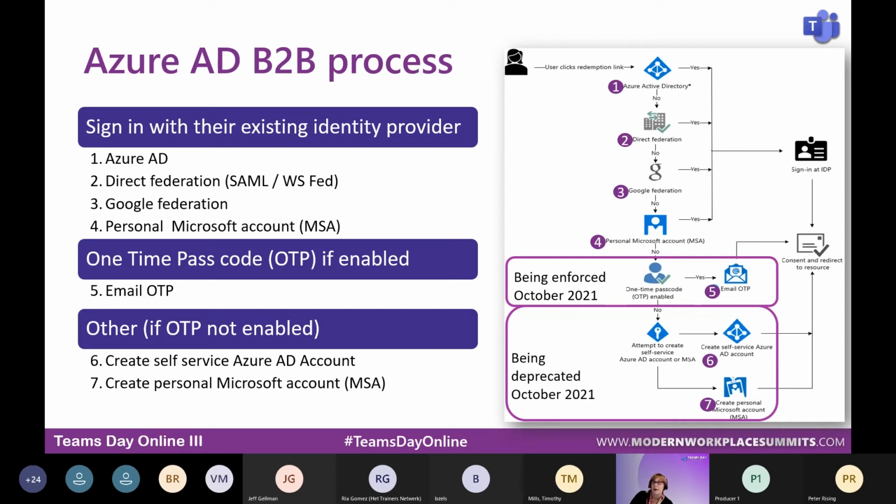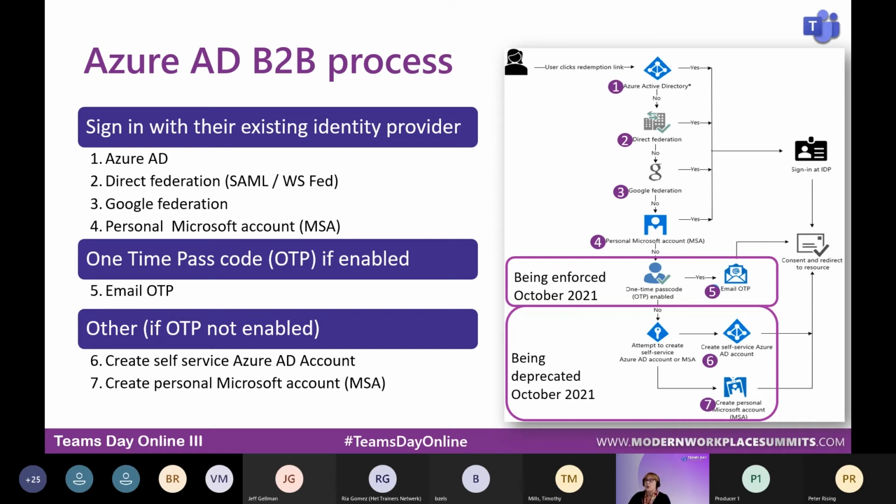Now, there are some newer ones coming in as well. So Google Federation, and Microsoft personal accounts like Outlook.com and Hotmail. Those will federate directly. There's also some new functionality coming out called one-time passcode, and this will come in by default in October. What that means is anybody else that doesn't have any of those four options above will be able to sign in, and they will be emailed a code to actually get into your environment. That means those users don't have to set up a Microsoft account to get in.